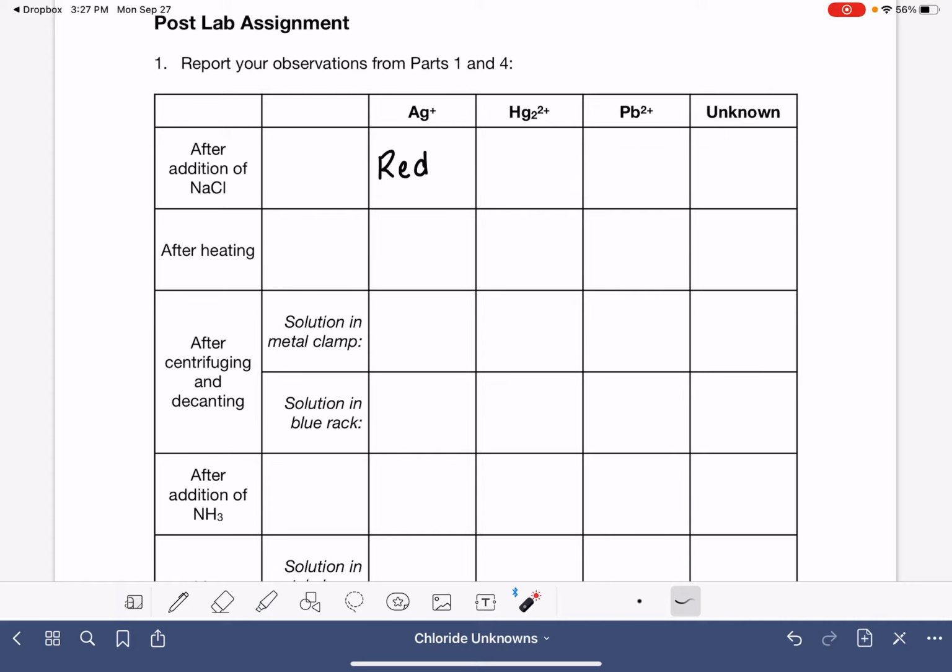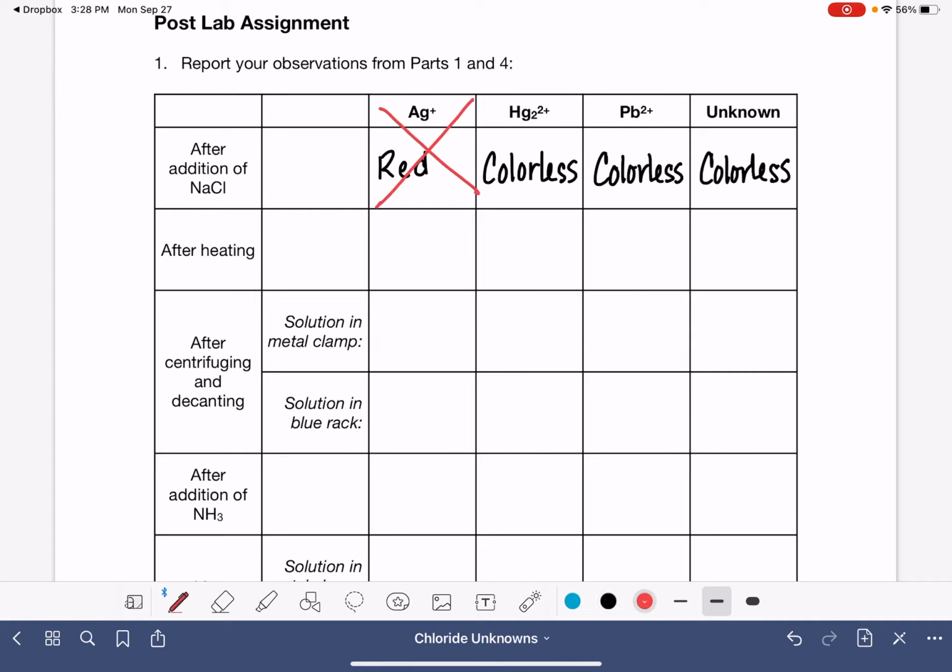So let's consider another set of data. Let's say that with the NaCl, your silver ion is red, but the other two ions are colorless. And then let's say that your unknown is also colorless. So if this was your situation, you could say, well, okay, now I know for sure that I don't have silver. Because if I had silver, the solution would look red, and a red solution would not be invisible inside a colorless solution. So the fact that my solution is colorless is telling me that I definitely don't have silver.